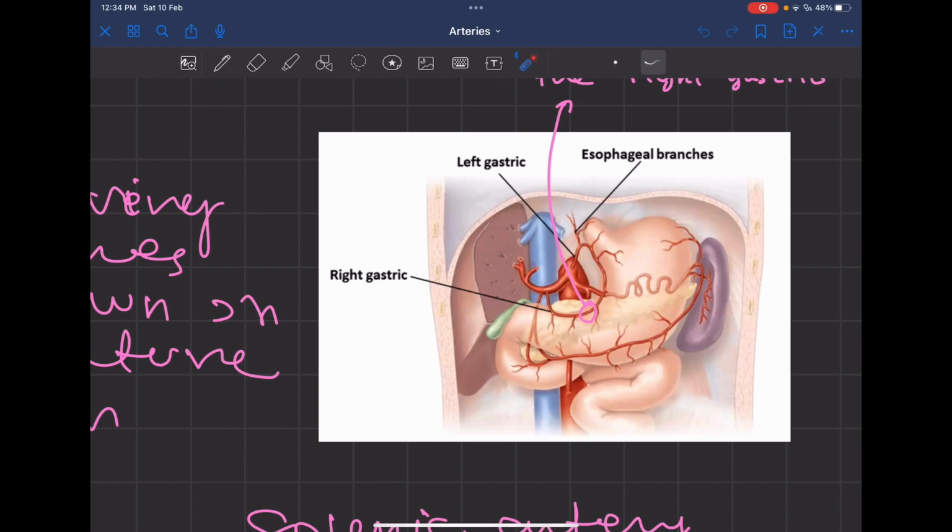As you can see here, the left gastric is ascending upwards, and then it's giving off some branches. These we're going to call the esophageal branches, and they give arterial supply to the abdominal esophagus. And then it's going to descend downwards on the stomach, to be exact on the lesser curvature of the stomach, and it's going to anastomose with the right gastric artery that comes out from the common hepatic.